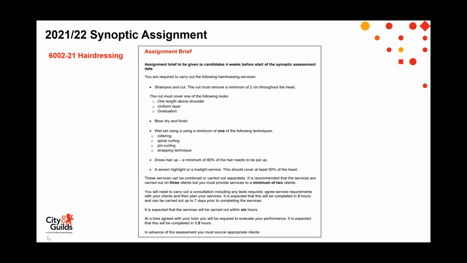We're still seeing some 1 length cuts that are not above shoulder at assessment, and we need clear views of, 1, how much is being cut off, and 2, when you're showing the colour in the regrowth area, those top of the head views should be very, very clear: how close they've got to the root, and whether the whole regrowth area has been covered on their regrowth colours. There are a lot of areas.